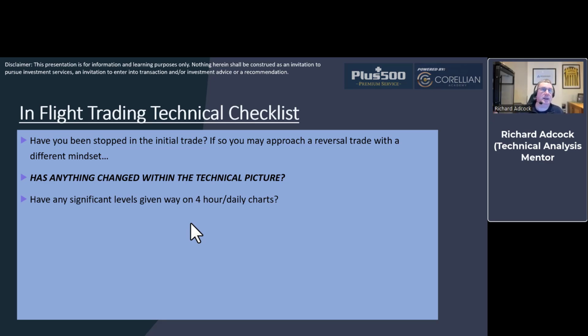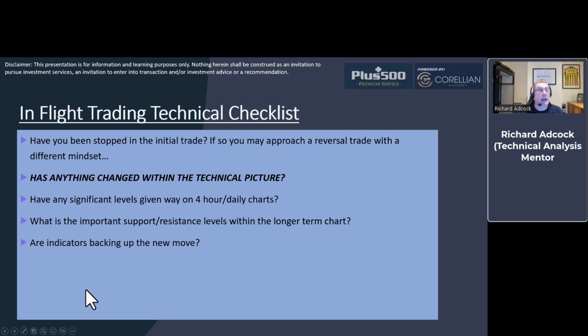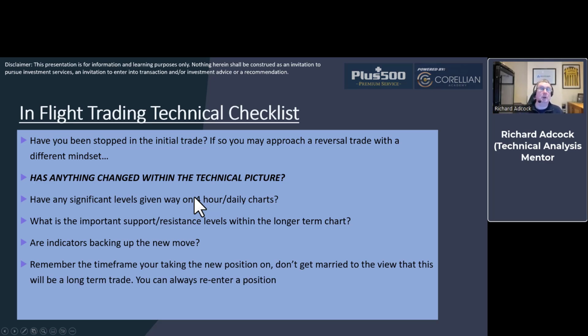Well, we knew with the gold chart that on both those time frames, important resistance levels had given way. Are there any more significant support and resistance levels within the longer term chart, areas where we can expect the acceleration either to the up or to the downside to be held by support or resistance? Are the indicators backing up the new move? And this is important because obviously, has anything changed within the technical picture to mean that indicators having been negative or neutral are now turning positive to suggest there's more significant upside moves likely within that initial reaction within the price of gold?